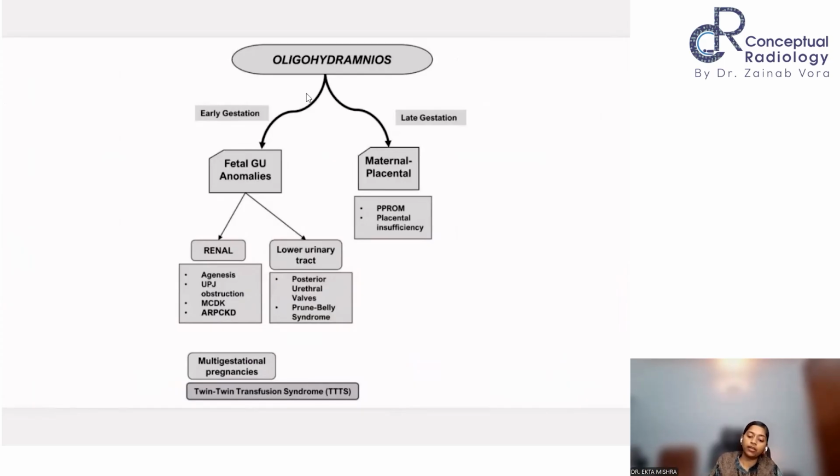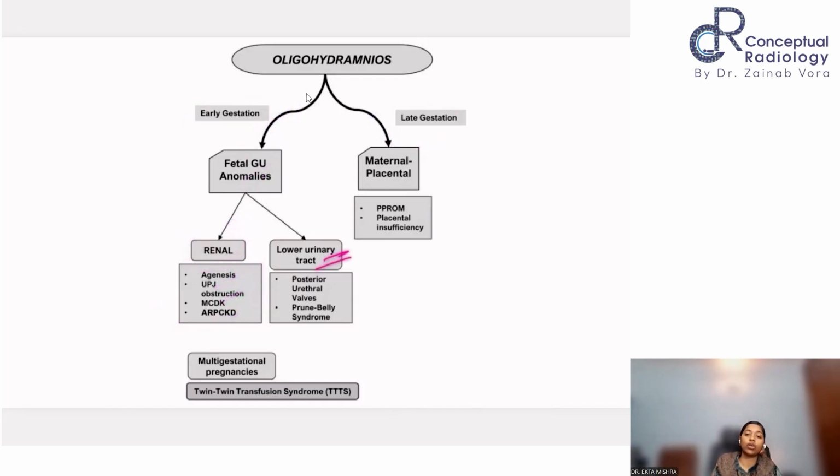So oligo can happen in early gestation or late gestation. In early gestation, usually genitourinary abnormalities are the reason why there is oligohydramnios. So renal problems: renal agenesis, PUV obstruction, multicystic dysplastic kidneys, and autosomal recessive polycystic kidney disease. So these are the renal causes, and we're going to see each case.